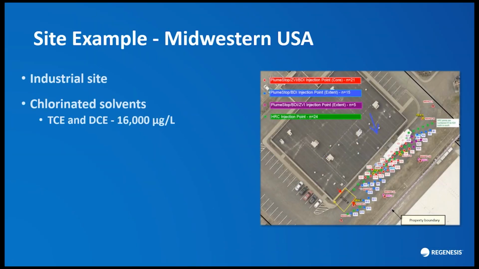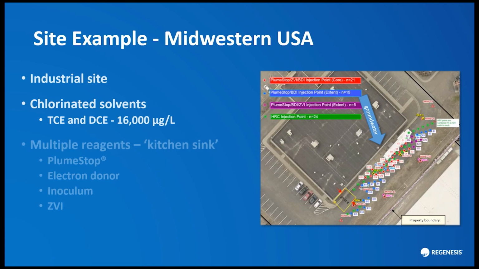We've got chlorinated solvents, TCE and DCE, measuring about 16 milligrams per litre. Groundwater's moving in this direction. On this project, we threw pretty much everything we had at it. We call it a kitchen sink project. PlumeForce, electron donors, inoculum, S-micro, ZVI, another REGENESIS remediation project. And all of this was applied in the roadway here between the shed and the boundary fence.